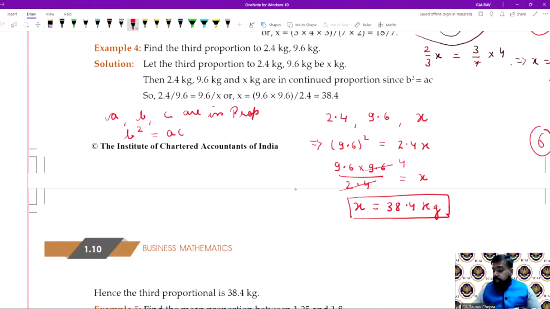Then Namrata is asking about question 21 of exercise 1A. Yes, in case of any doubts from the A exercise, we will take in the end of the session. Okay.